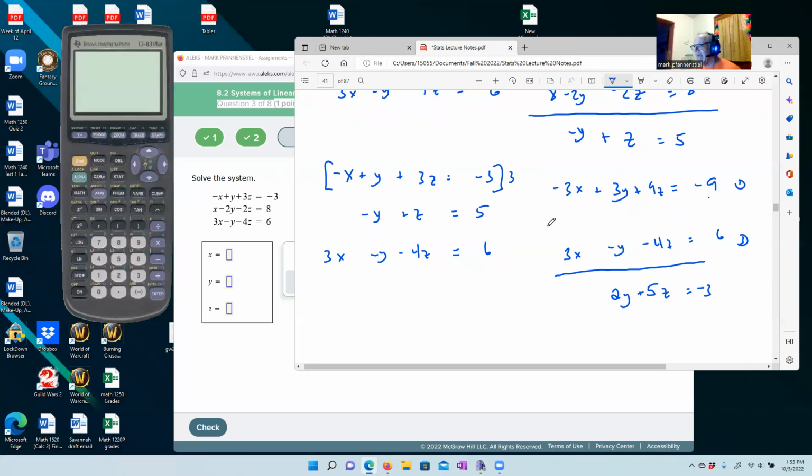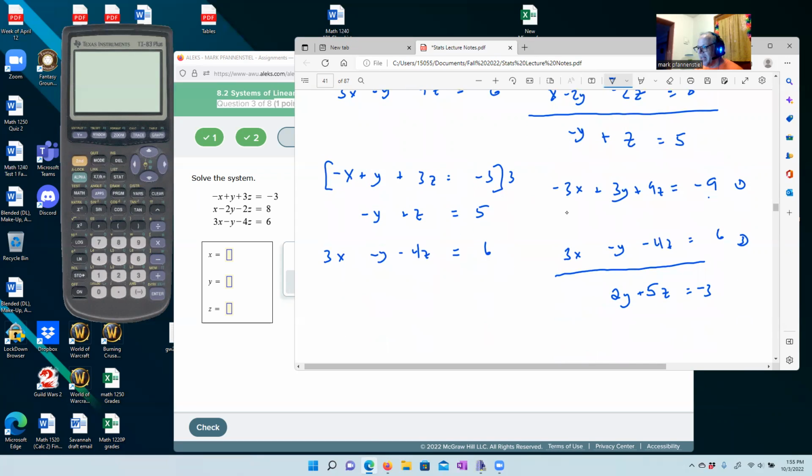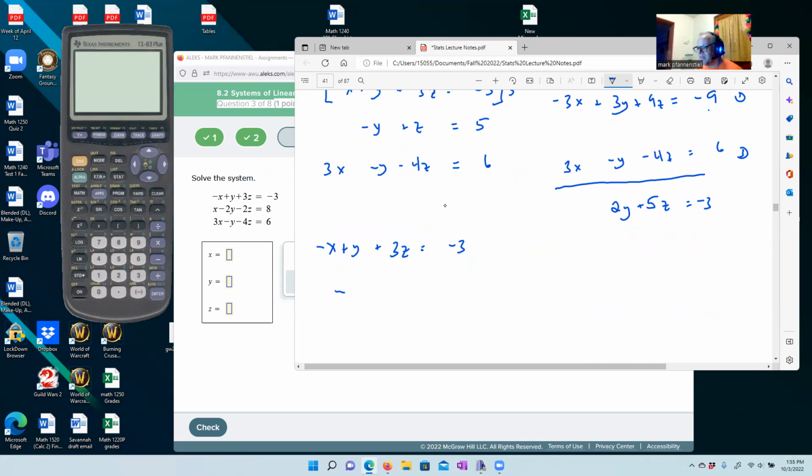Okay, so to recap and to summarize, we didn't change equation 1 really, so we still have our -x plus y plus 3z is equal to -3. We have our -y plus z equals 5. And then our new and improved equation 3, we have 2y plus 5z equals -3.